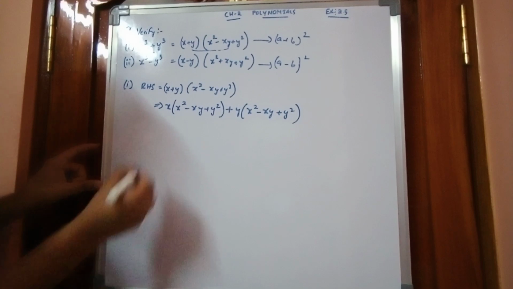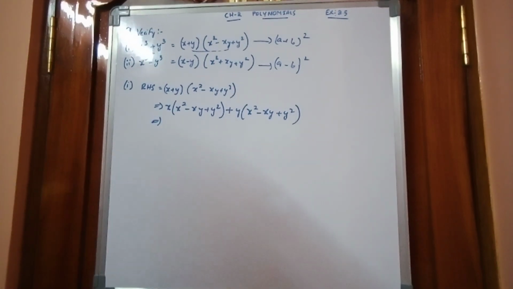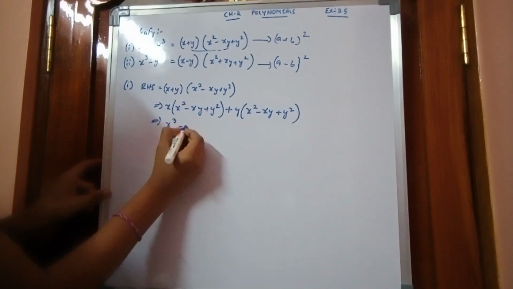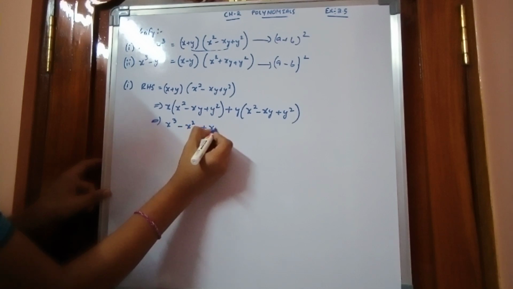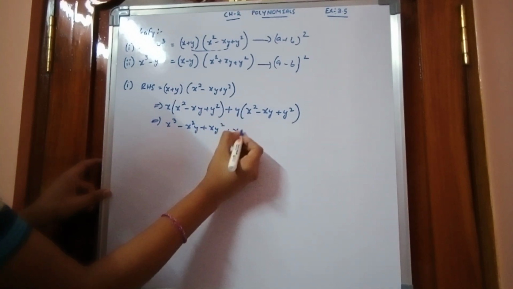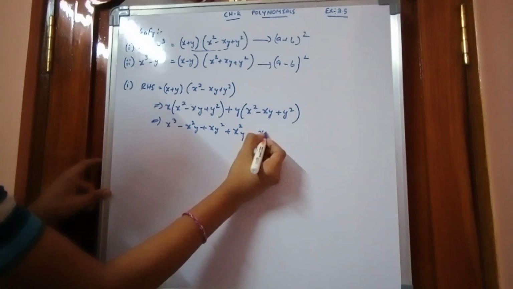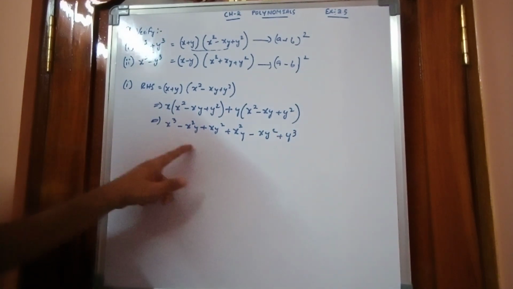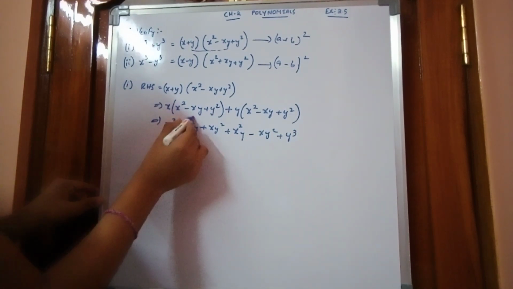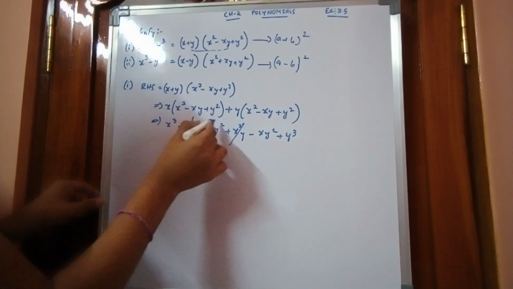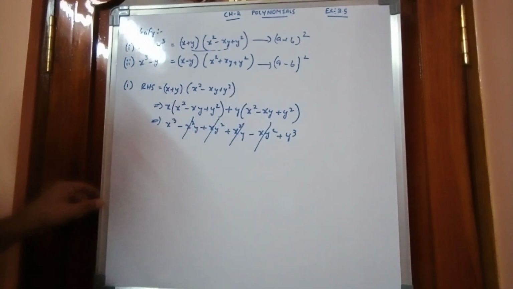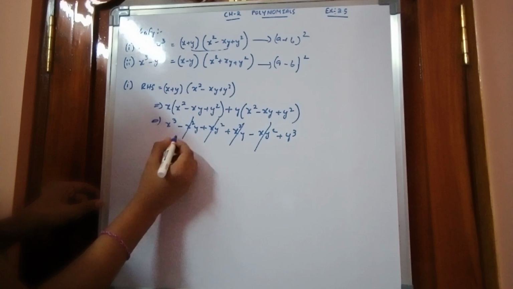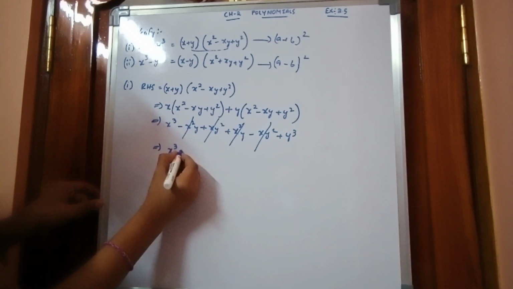So now multiplying the whole term, we get x square into x is x cube, minus x square y, plus xy square, and plus x square y, minus xy square, and plus y cube. Now we can do cancellation. The minus x square y and plus x square y get cancelled, and the plus xy square and minus xy square get cancelled. So we have remaining x cube plus y cube.